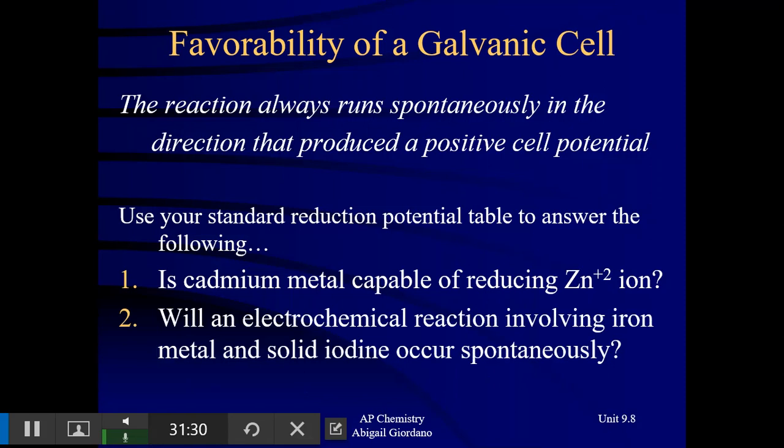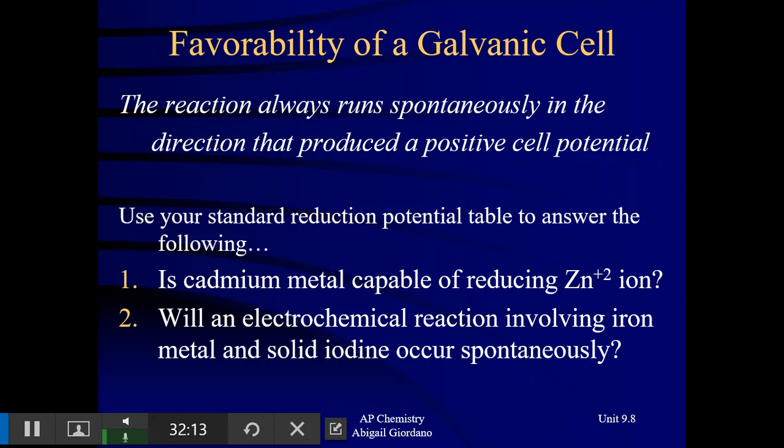Will an electrochemical reaction involving iron metal and solid iodine occur spontaneously? Okay, so let's look at our table and let's find iron metal. And actually there's probably more than one equation that has iron metal, and it actually doesn't matter which one you use. Okay, pick one of them, but no matter which one you pick, you'll notice that iron metal is on the product side. So you're going to need to flip it around. Okay, think about what happens to the sign. It's going to change sign.